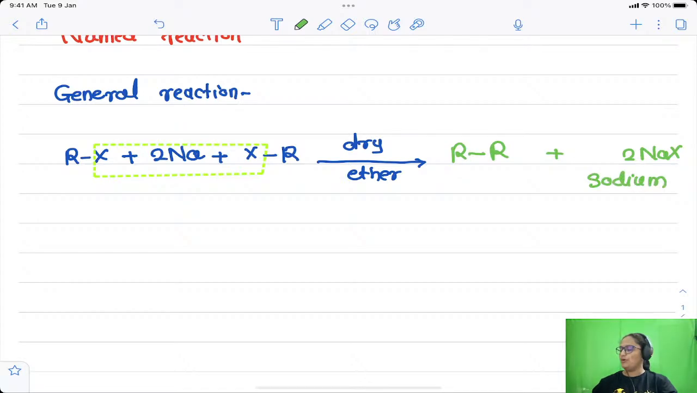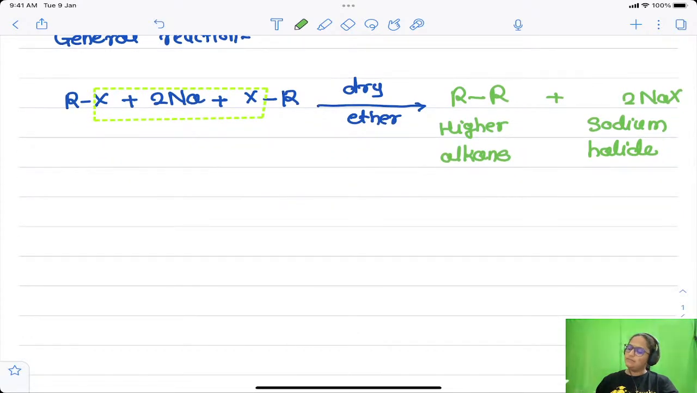Sodium halide is a byproduct or side product, whereas R attached to R is the higher alkane than the starting material. So this is the product of this reaction. We are taking 2 alkyl halide molecules and treating them with sodium metal. This is nothing but the Wurtz reaction.